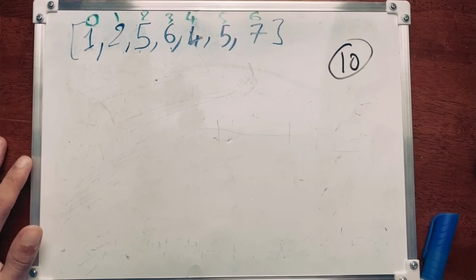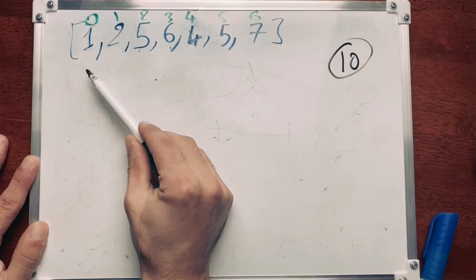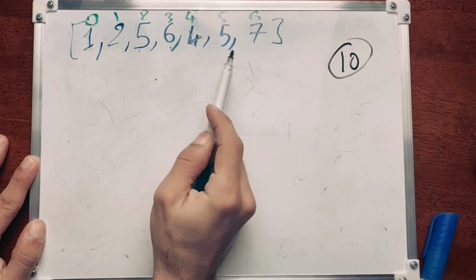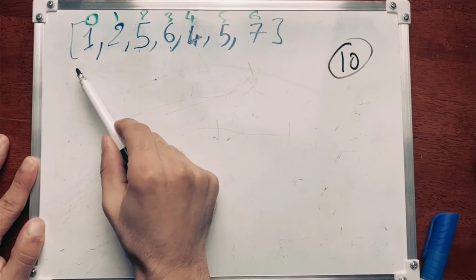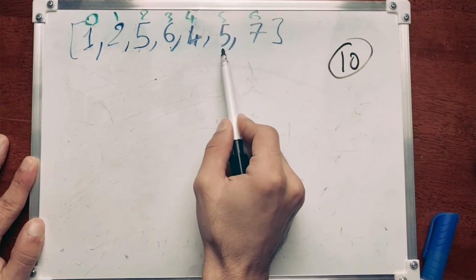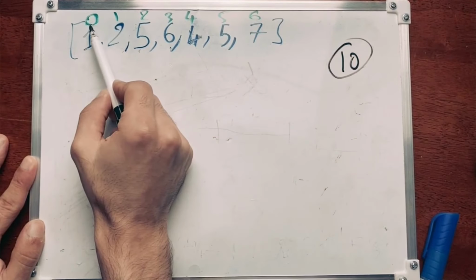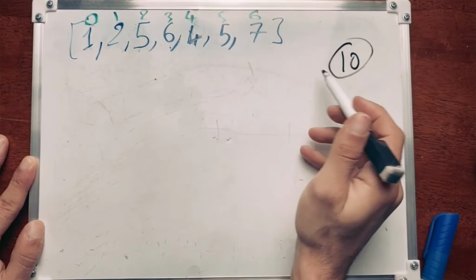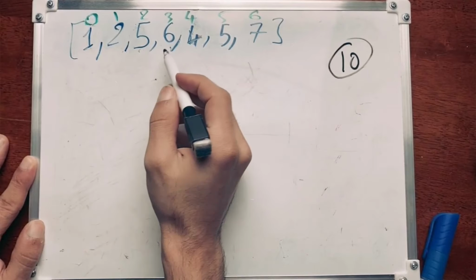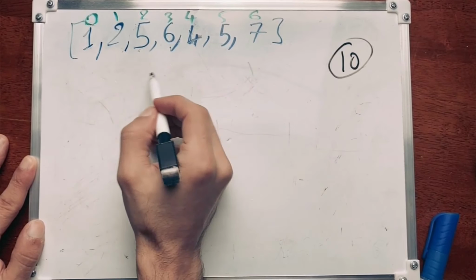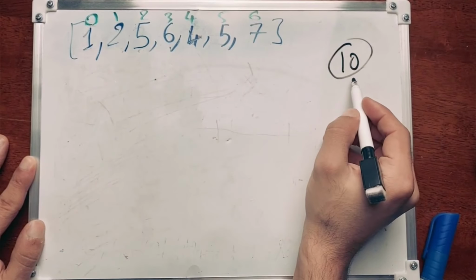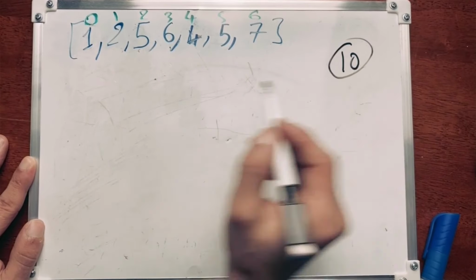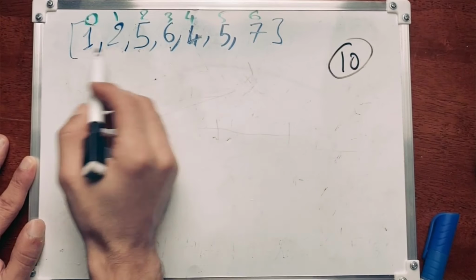Hello everyone. Given we have this array, it's not sorted, as you see. The elements are 1, 2, 5, 6, 4, 5, 7, and the indices are 0, 1, 2, 3, 4, 5, 6. Okay. And given we have a task where we need a pair, two elements of this array, that equal this target, 10, right?